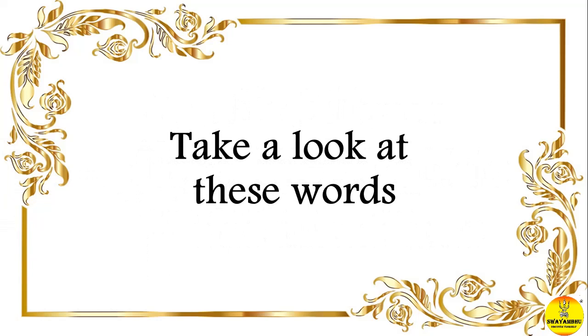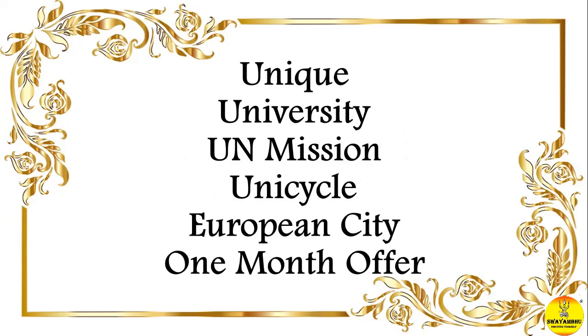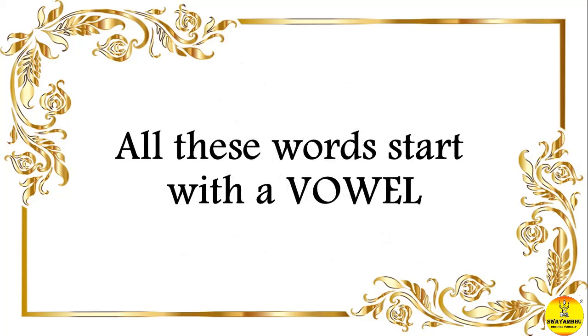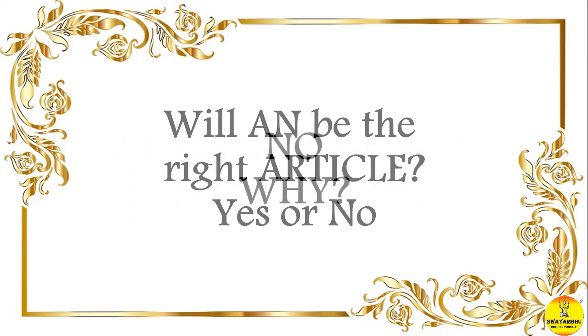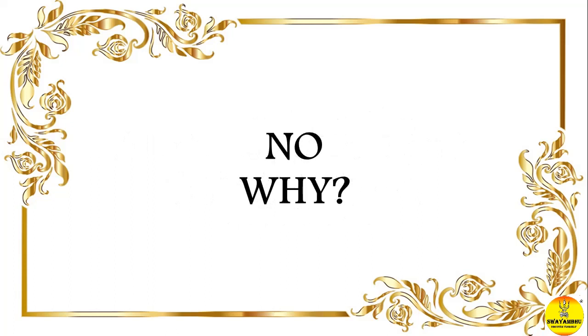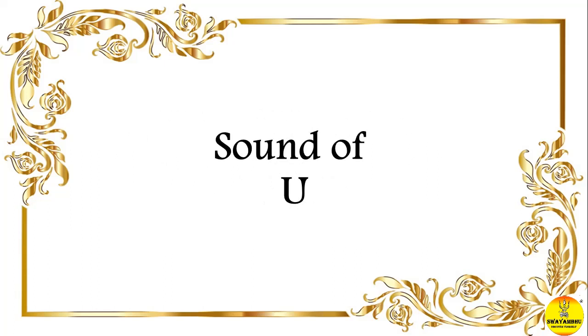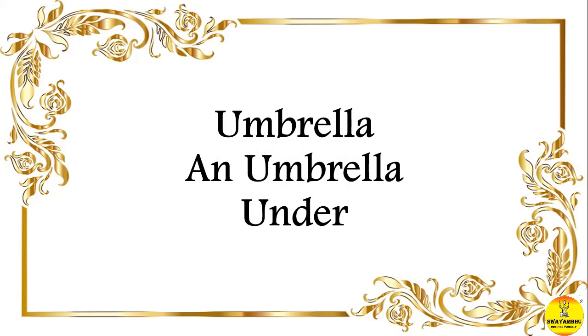Now take a look at these words. Unique, university, UN mission, unicycle, European city, one month offer. All these words start with a vowel. Will an be the right article? Yes, no. No. Why? The sound of U is O, umbrella, an umbrella.